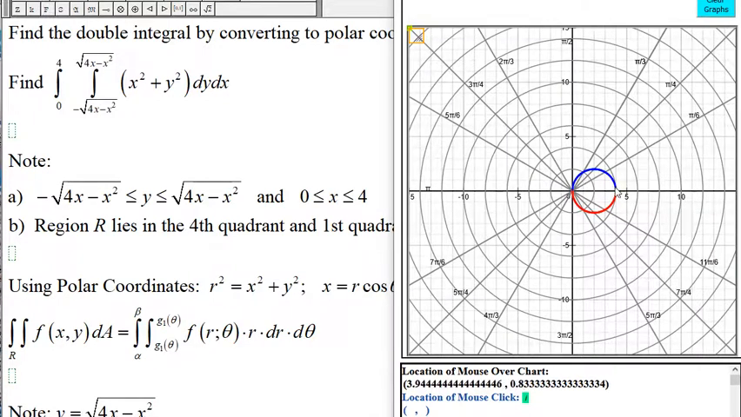This is the graph for y equal to the square root of 4x minus x squared. This is the graph for y equal to negative square root of 4x minus x squared. And so this is region R. Notice that region R is in the fourth quadrant and in the first quadrant. X ranges from 0 to 4.